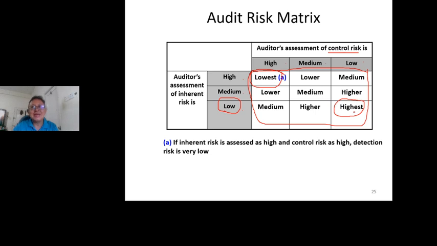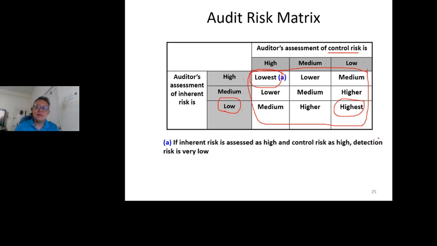Why? Because there are some other transactions that are not being tested. Then the possibility that those transactions that are not tested can have potential misstatement could be very high. That is why the detection risk is at a high level. If you have a very low inherent risk and also low control risk, then detection risk is high.